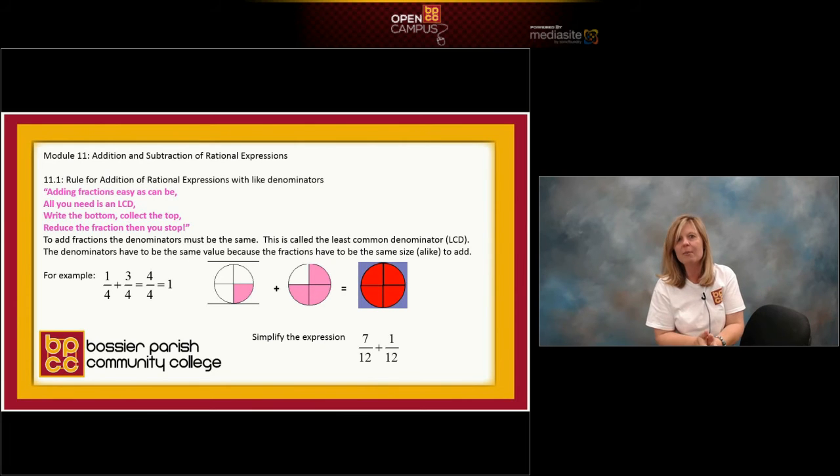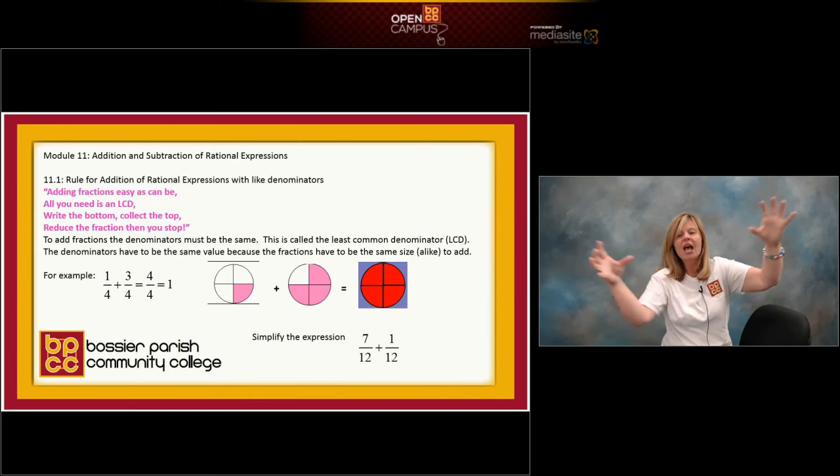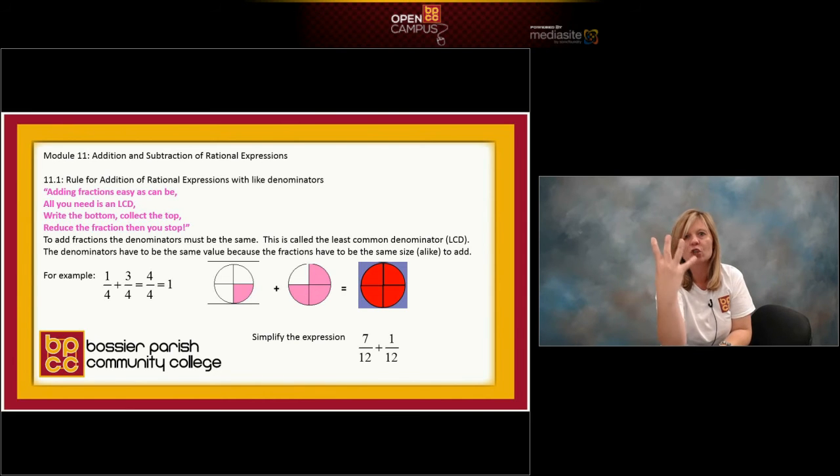So as long as your denominator is the same, you're going to push your pieces together. So if you take that one pink shaded region and you take those other 3 pink shaded regions and you put them together, now you have 4 shaded regions. You have 4 pieces now out of 4, not out of 8. You don't add the denominators because the size of the piece of the fraction is not changing. If you look, it's still that section of the circle. So that's why 1/4 plus 3/4 is 4/4.